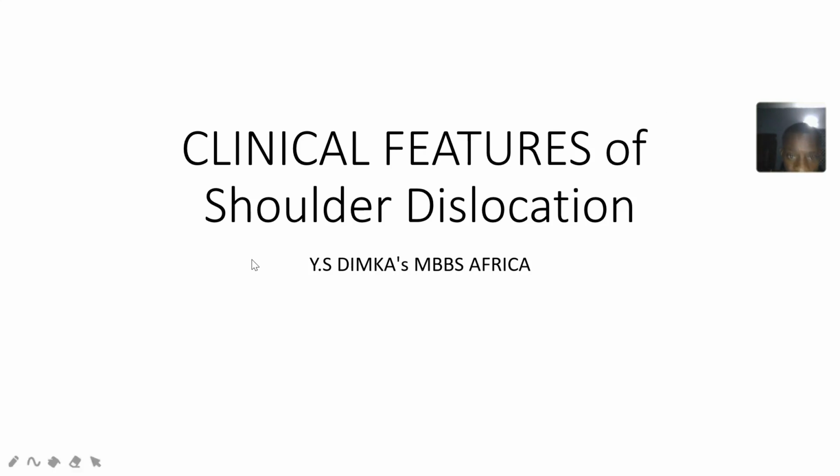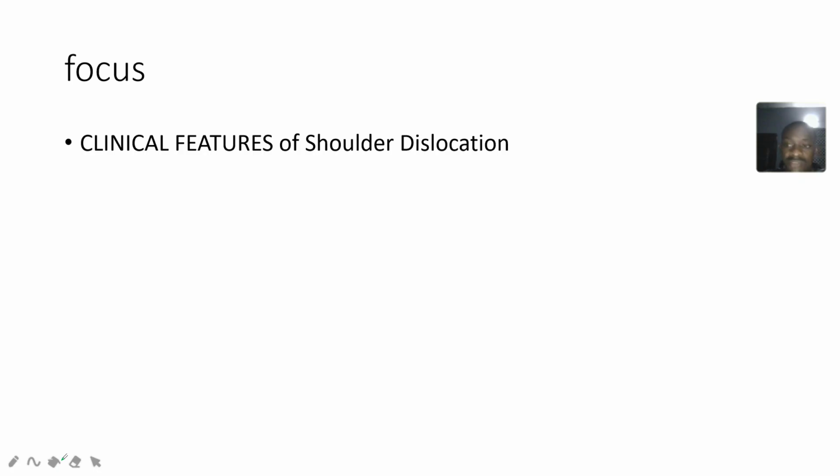Look at the clinical features of shoulder dislocation. The clinical features are more like, if somebody has a shoulder dislocation, what are they likely to complain about? And also, when you examine them, what are you likely to pick up for yourself?